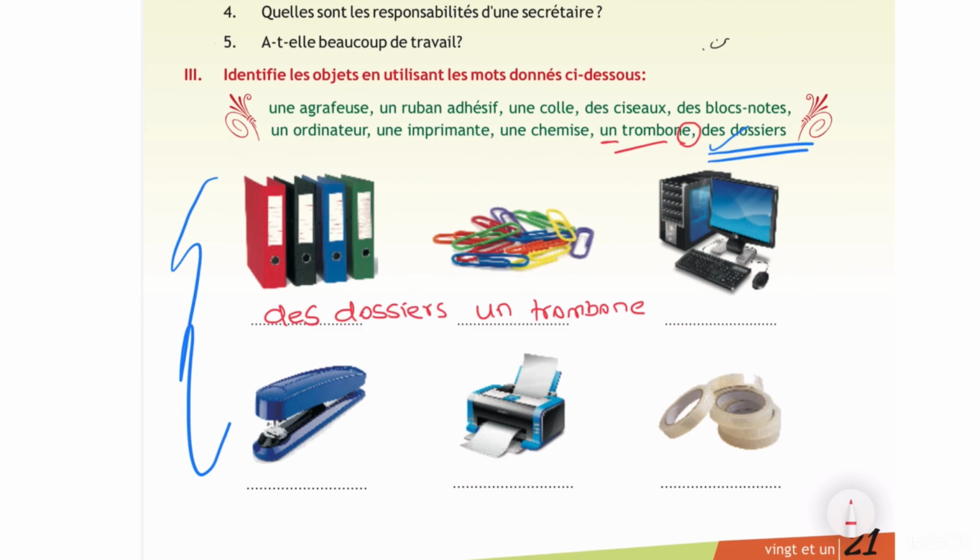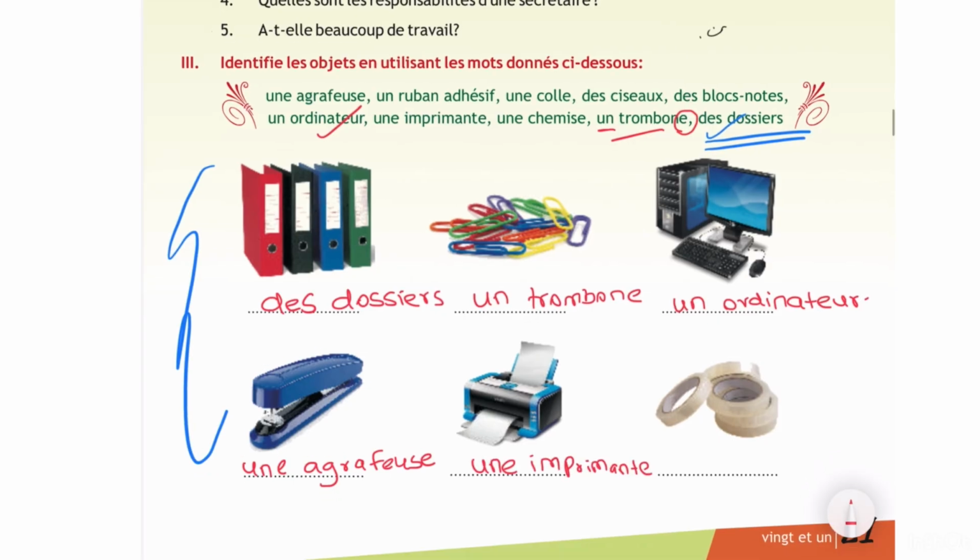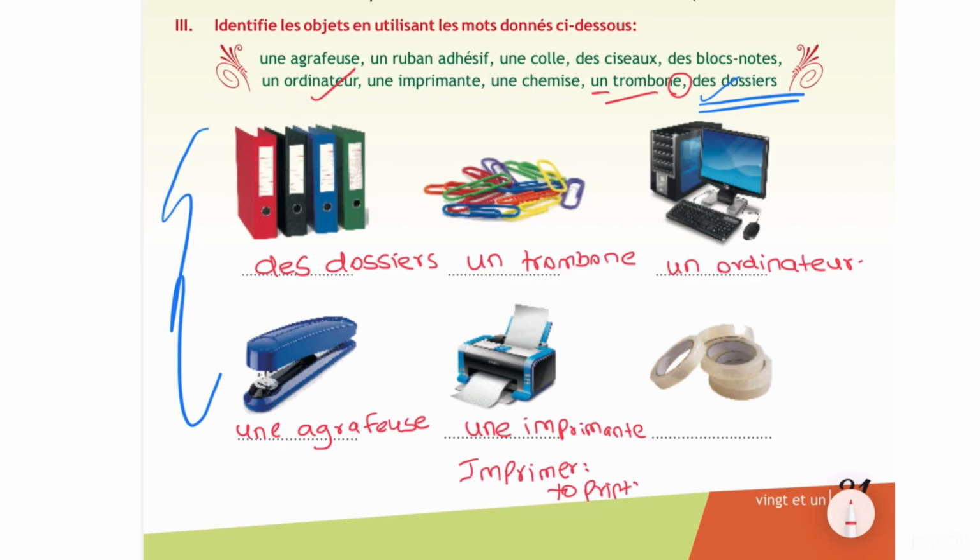Then you have a computer, which is un ordinateur. Fourth one is our stapler, that is une agrafeuse in French. Then we have a printer, which is une imprimante. We've already discussed this in part 1, and your verb is imprimer, to print. Then the final one is our tape, which is un ruban adhésif. Now we're just left with a few more objects that are not part of these images, but then again important.